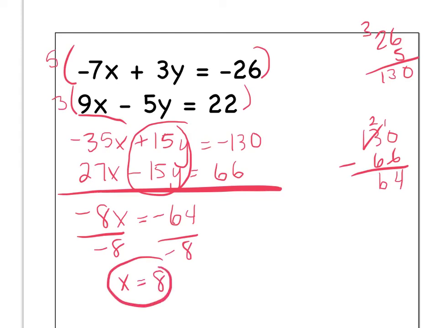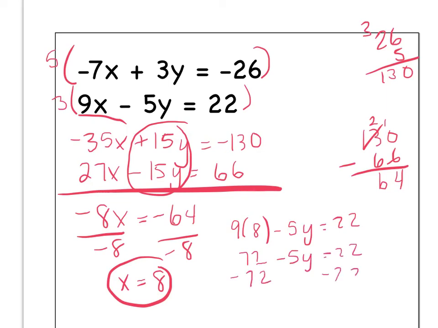I'm going to take that 8 and plug it back in. 9 times 8 minus 5 times y equals 22. 72 minus 5y equals 22. Subtract 72. Negative 5y equals negative 50, so y is going to equal 10.